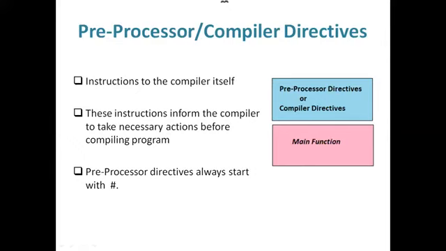But there are some things which we want the compiler to do before executing our instructions. These instructions inform the compiler to take the necessary actions before compiling the program, which means that before compiling our instructions, the compiler has to take some actions. Therefore, these are called the preprocessor directives or the compiler directives.